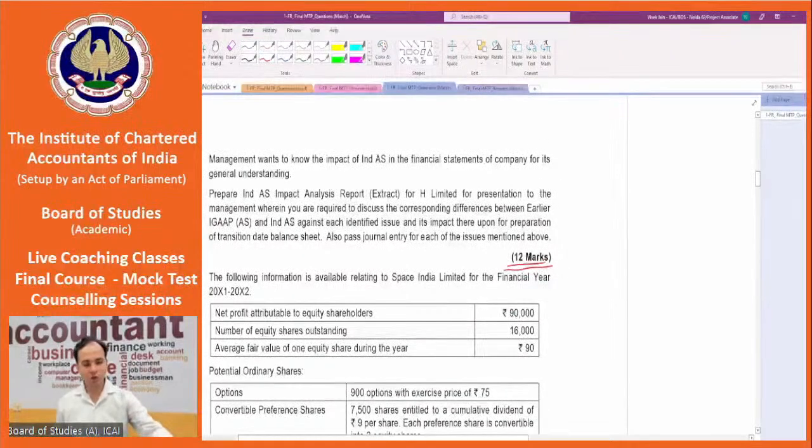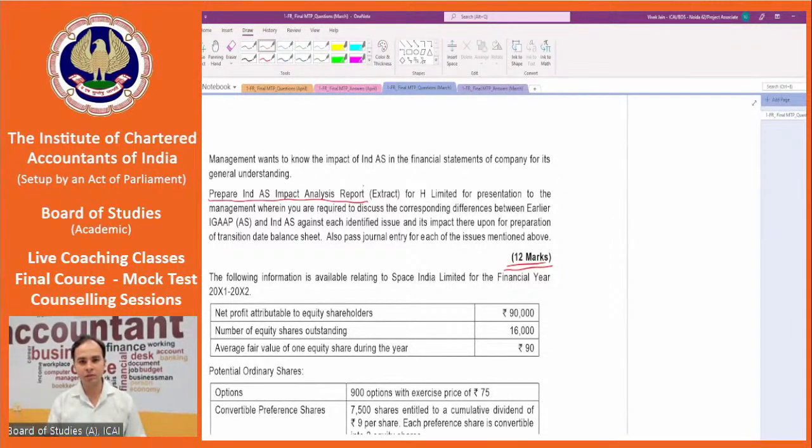So what was the requirement of the question? The question had said that prepare the Ind AS impact analysis report. Why am I discussing this question with you? So that you can ascertain where you are lacking.